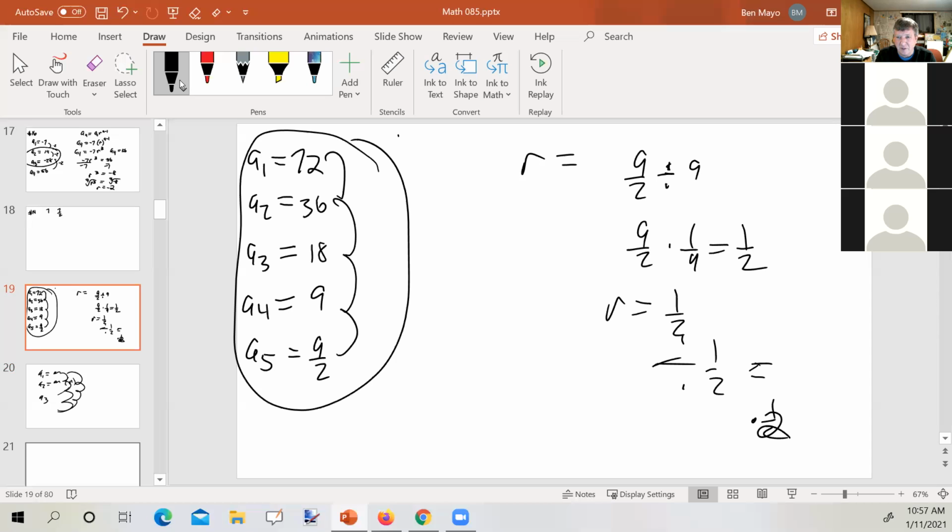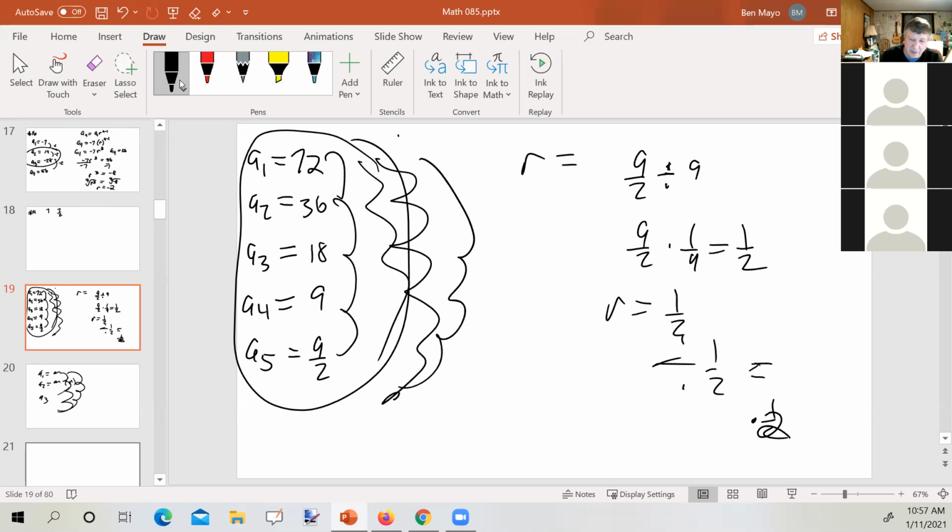Does that make sense? So we've got to find R, but then we're going backwards instead of forwards. So instead of multiplying times R going forwards, we're dividing by R going backwards. Dividing by 1/2 is like multiplying by its reciprocal. So this times 2 times 2 times 2 times 2. Okay.